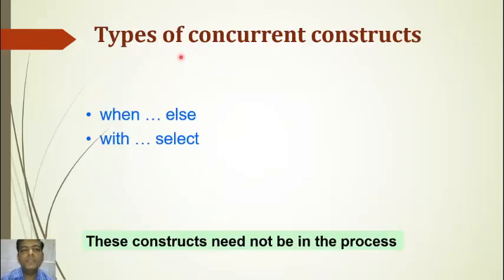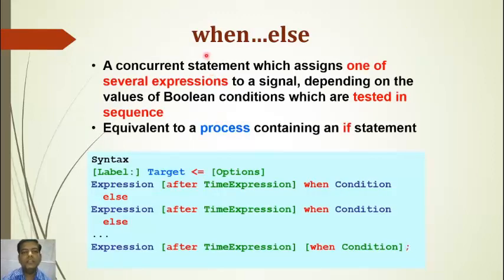Next, types of concurrent construct. In the case of concurrent constructs, these are the two types: when-else and with-select. These constructs need not be inside a process. Here we first see the when-else.